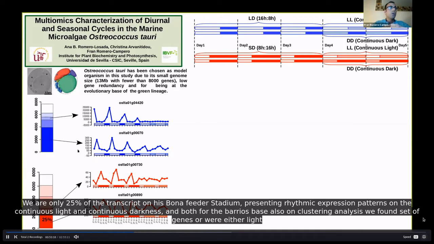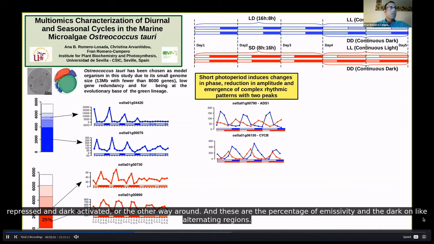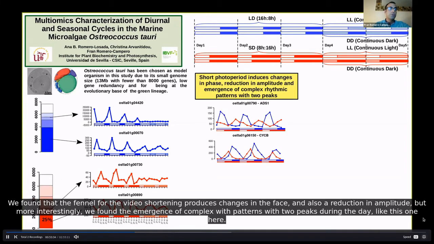Based also on clustering analysis, we found a set of genes that were either light repressed and dark activated, or the other way around, and these only presented rhythmicity under dark and light alternating regimes. We found that the effect of photoperiod shortening produces changes in the phase and also a reduction in amplitude.